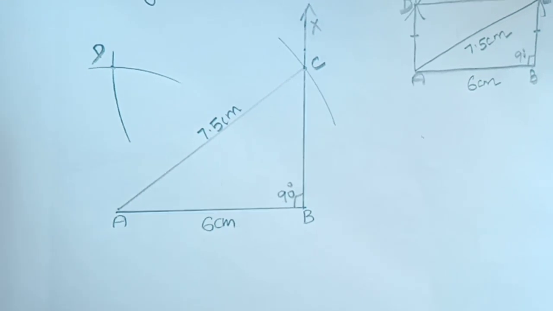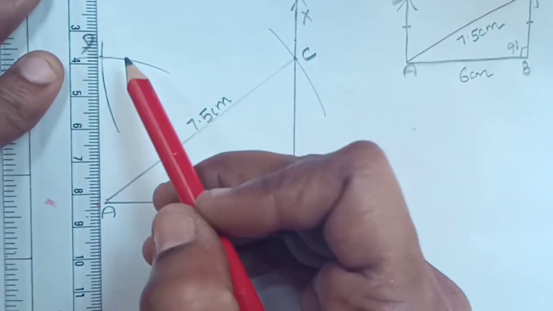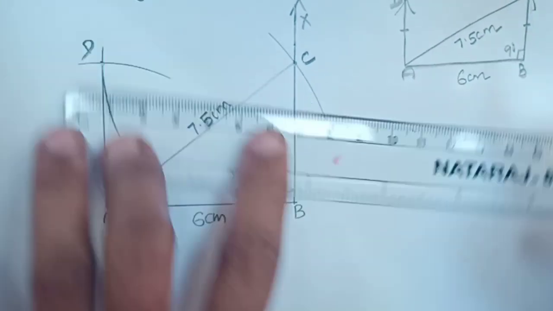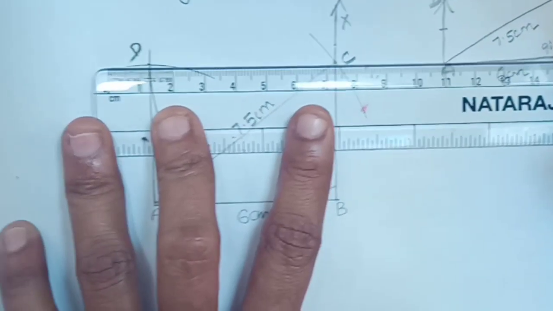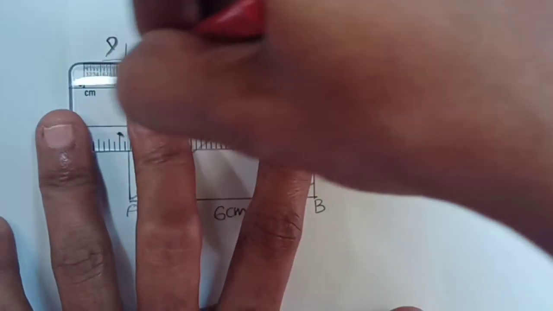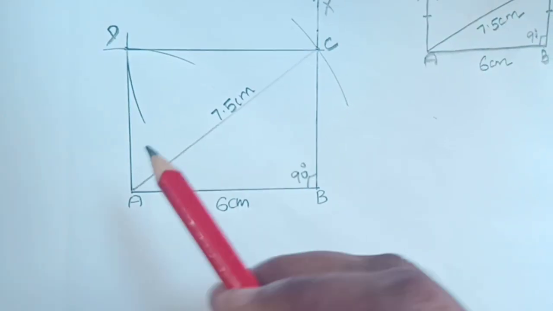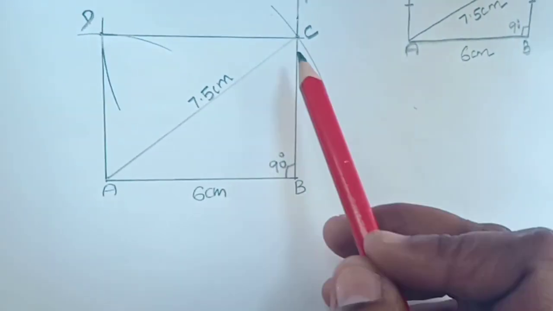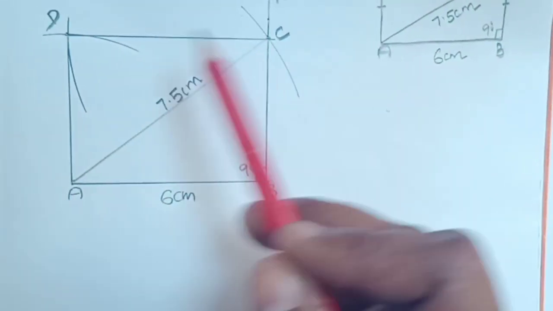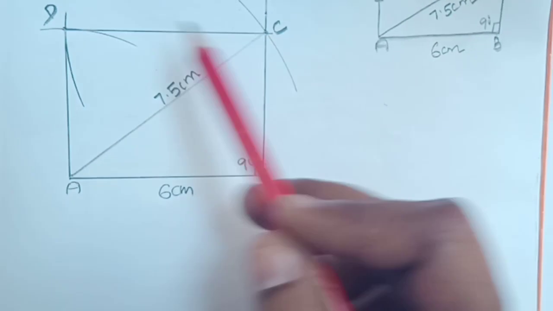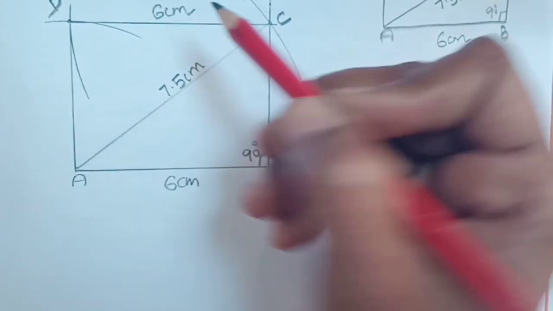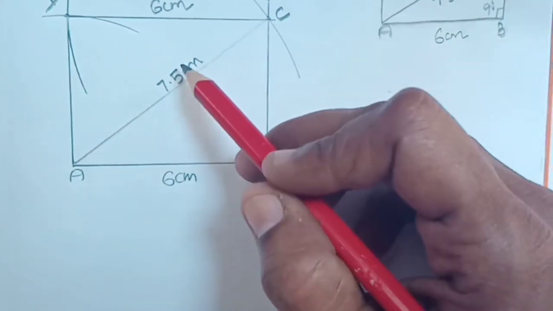Then join AD and CD. We get the rectangle ABCD. So ABCD is the required rectangle. AB is 6 cm and CD is 6 cm. Diagonal AC is equal to 7.5 cm.